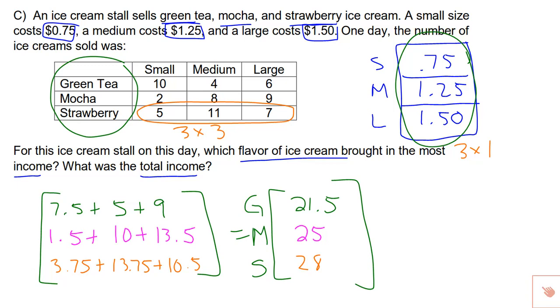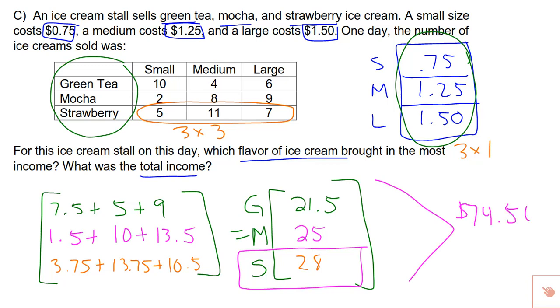So referring back to the question, which flavor of ice cream brought in the most income? Shocker, strawberry. And what was the total income? We would just add together all of the income brought in by the green tea, the mocha, and the strawberry, and see that the stall on this day brought in a total income of $74.50.